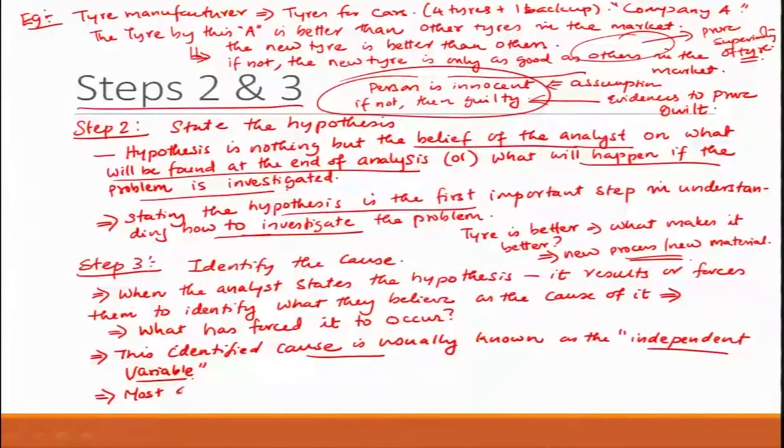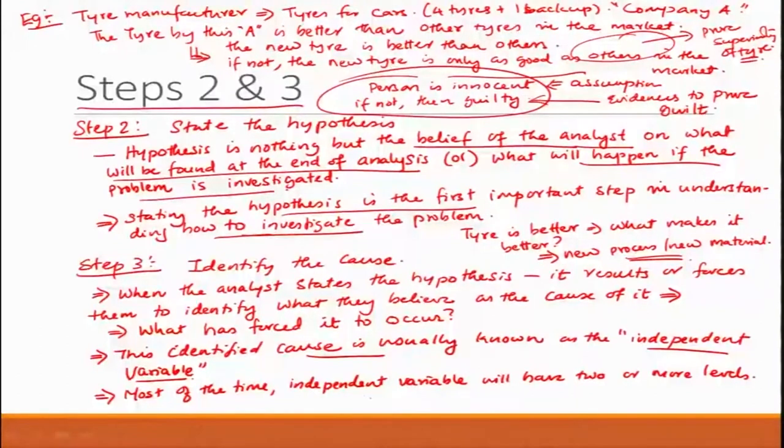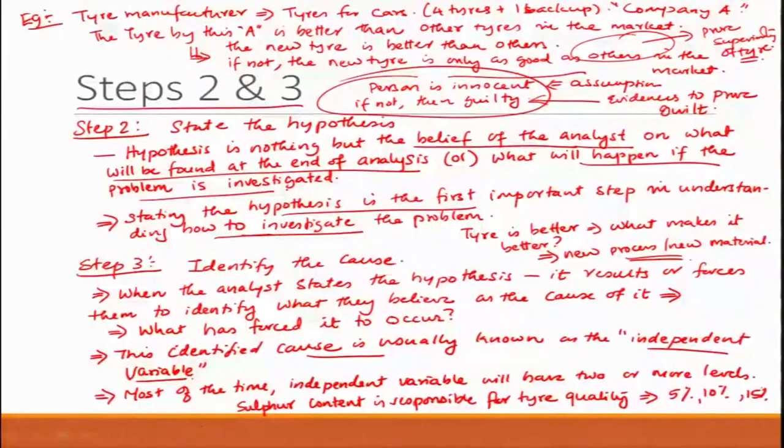Most of the time, the independent variable will have two or more levels. This is a tricky one. Let's call it the sulfur content, which is responsible for tire quality. If that's the case, then you can possibly say that the sulfur content can be 5%, 10%, 15%, something like this. And one of the settings, along with some other values, will give you the good quality tire. So what percentage of sulfur is contained in the rubber is the one that actually determines the tire quality, if you think about it that way.